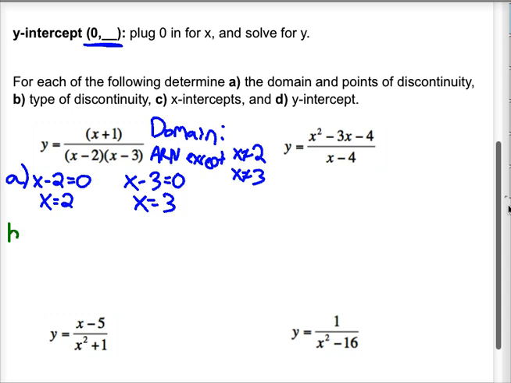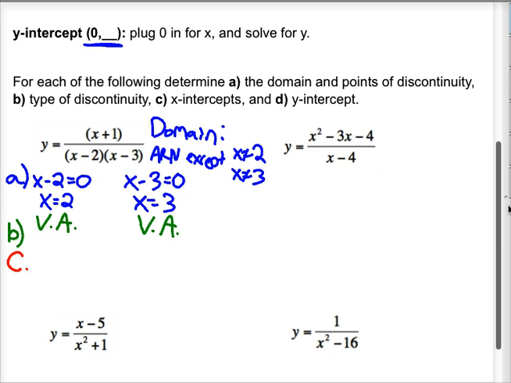Part B, the type of discontinuity. Well, neither one of these canceled. Neither one of these points were canceled out. So that means both of them are going to create a vertical asymptote at that point. That x value will become a vertical asymptote. And again, the reason I know that is because neither of those canceled out. If they canceled out, then you would have a hole instead. But because they didn't, vertical asymptote.